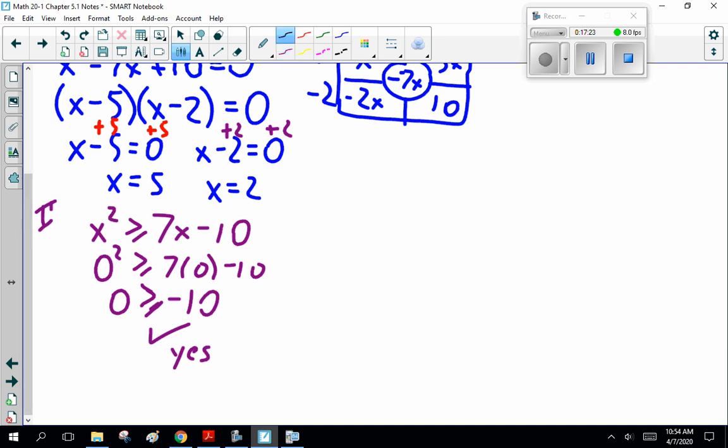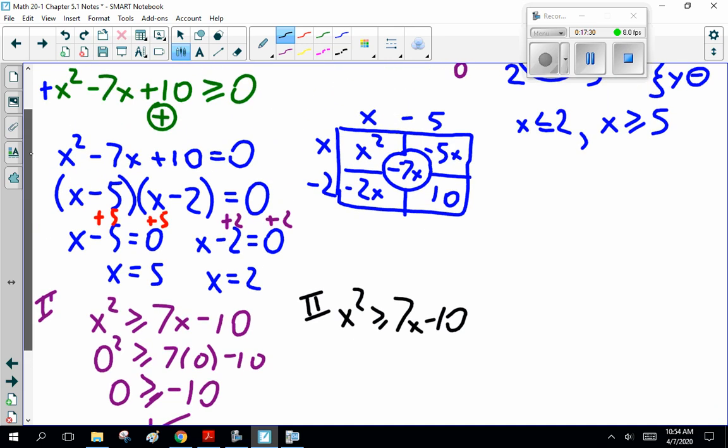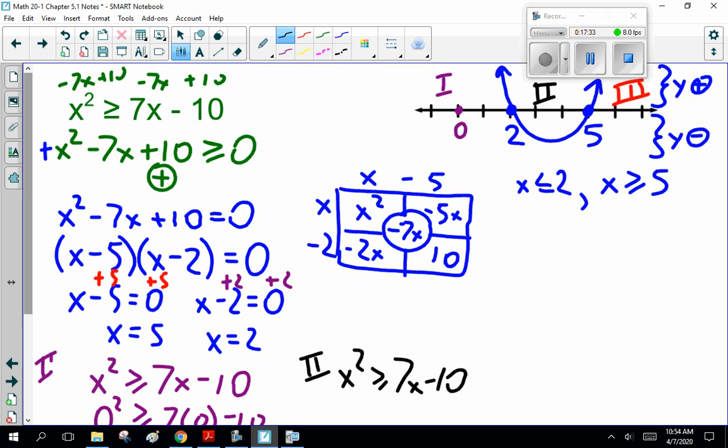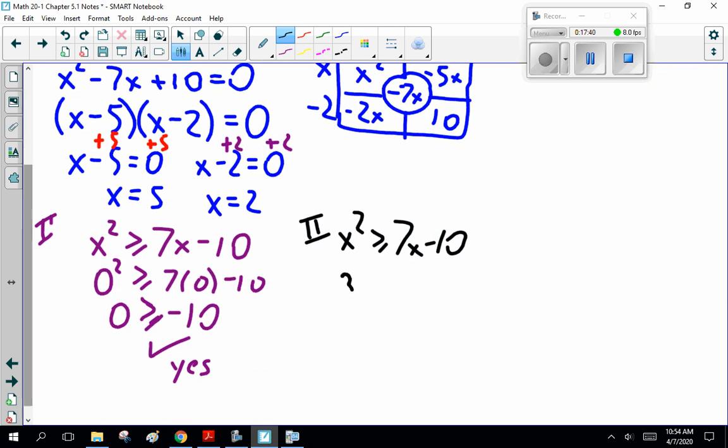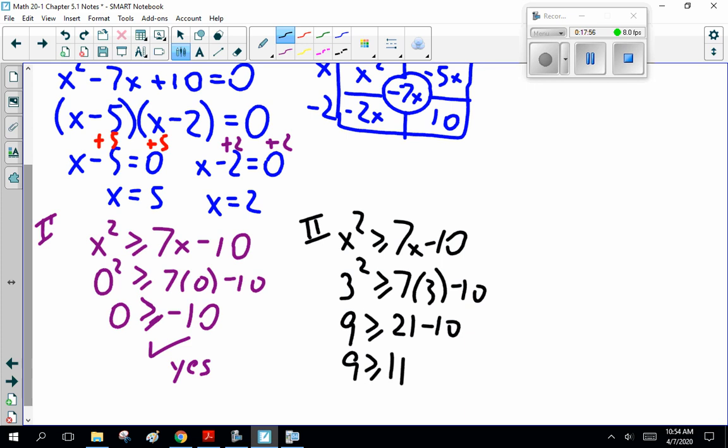All right, section 2. X squared is greater than or equal to 7x minus 10. What's a nice number in section 2? I was going to say 3. It's a small number. I can do most of that in my head. 3 squared is greater than or equal to 7 times 3, 9 is bigger than or equal to 21 minus 10. Is 9 bigger than 11? No. Doesn't work.